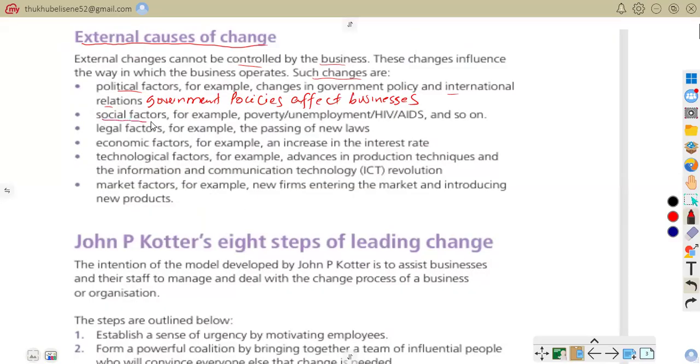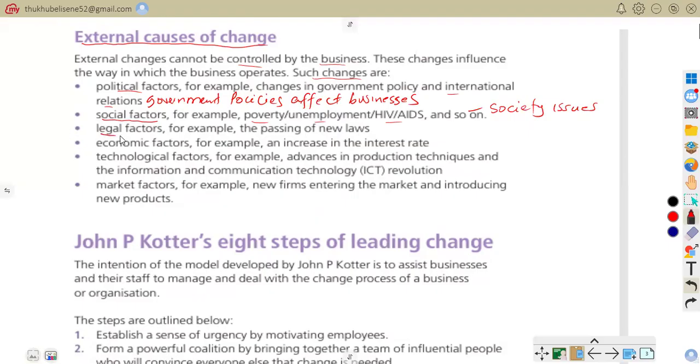Also, we have social factors, for example poverty or unemployment, HIV and AIDS, and so on. Society issues influence the business. For example, high unemployment affects customer spending. If the society is facing unemployment, customer spending is going to reduce, and that is going to affect the profits and sales of the business.